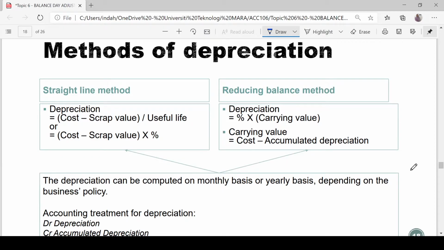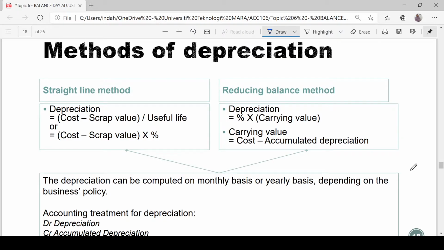So what is the main difference between the straight line method and the reducing balance method? If you refer to the formula for the straight line method, the cost minus scrap value, or depreciable amount, divided by useful life, meaning that every year you are going to deduct the same amount from the asset. While for the reducing balance method, you calculate on the carrying value. It depends on the carrying value at the beginning of the year, to find out the carrying value at the end of the year.